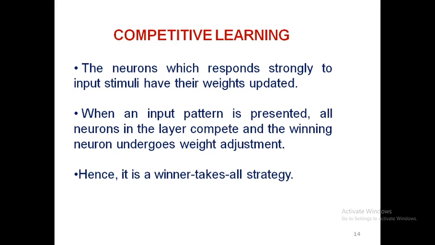So for that input data, all the neurons will compete and whichever wins, that neuron alone undergoes the weight adjustment. That's why it is called the winner-takes-all strategy. All the connection link weights are not going to be updated. Based on that, only strongly responding connection links or neurons will be updated. So that's why it is called competitive learning.